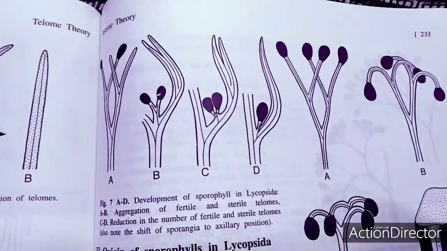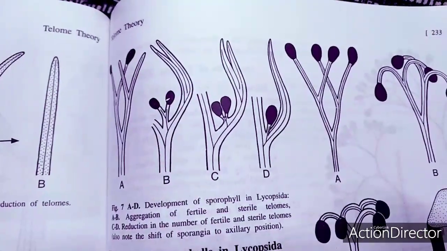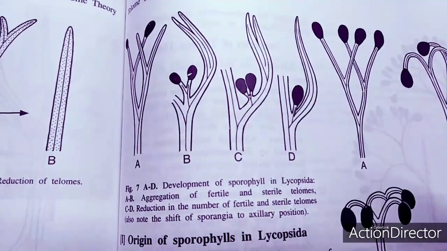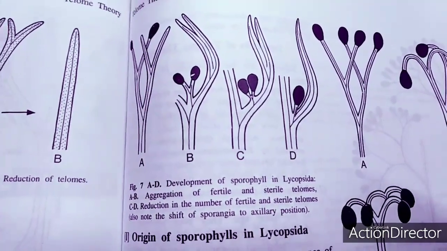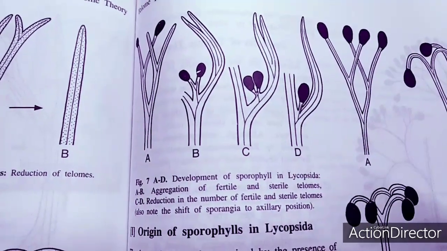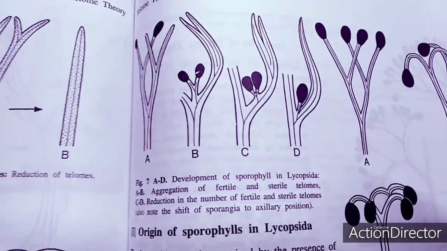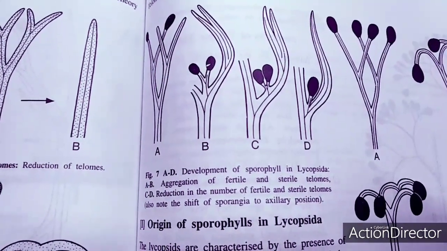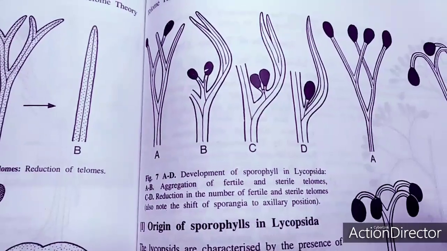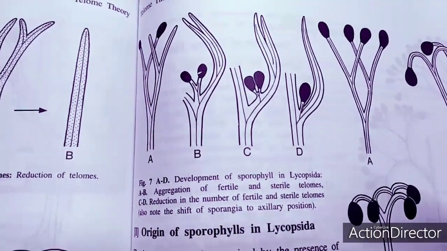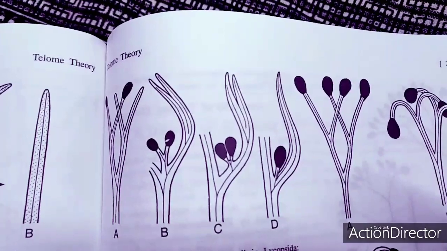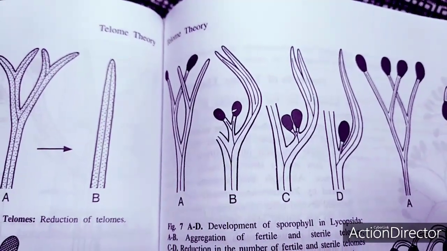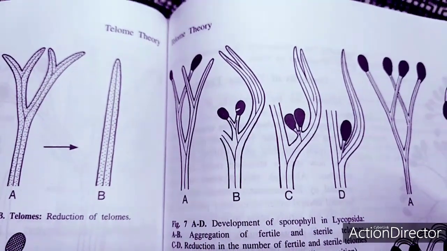So these are the structures by which the telome can develop into the higher plants, or how evolution has taken place. Another point that comes to mind is how the origin of sporophyll has taken place. Zimmermann also attempted to explain the origin of sporophyll in three main groups of vascular cryptogams. A sporophyll is composed of one or more telomes, or both telomes as well as mesomes. The first is the origin of sporophyll in the Lycopsida. This is a diagram showing the origin of sporophyll in Lycopsida, the Lycopodium member.